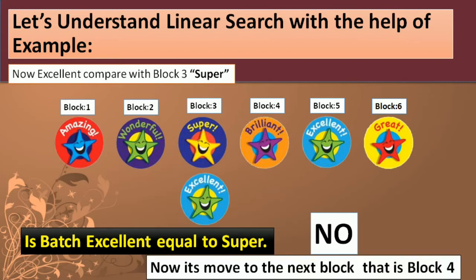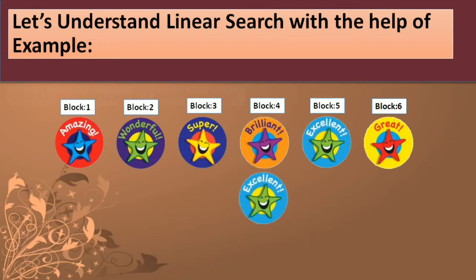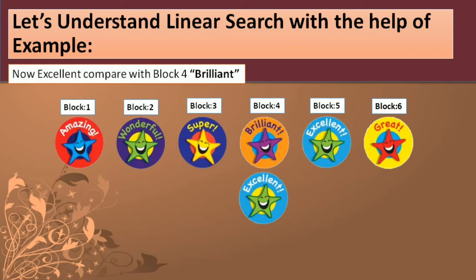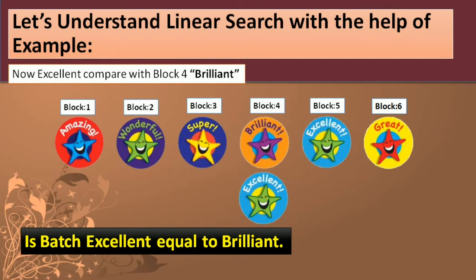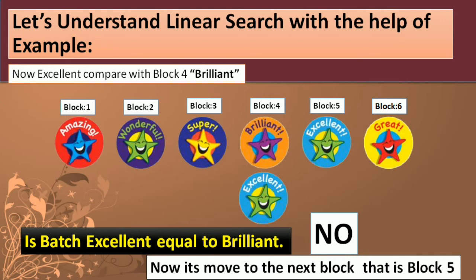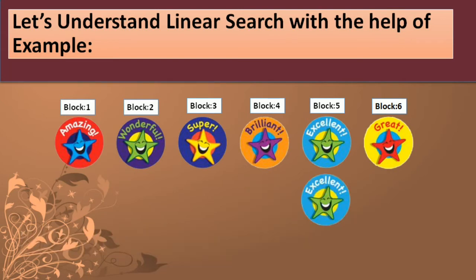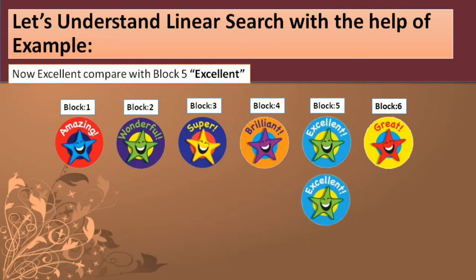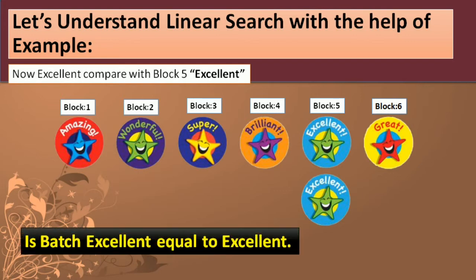Now we move to the next block, that is block number 4. Is excellent compared with brilliant? They are not equal. It will say again no. Now it will move to the next. Now it reached block number 5, that is excellent. Is the batch excellent equal to excellent? Yes. Both the values are equal.